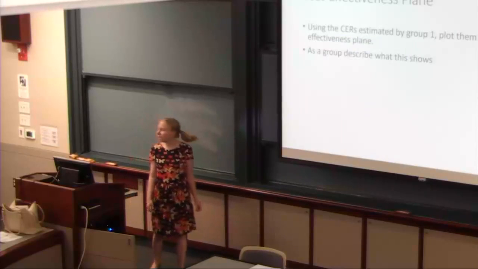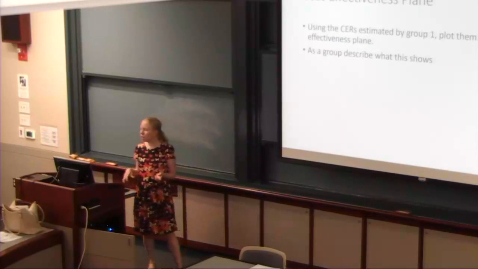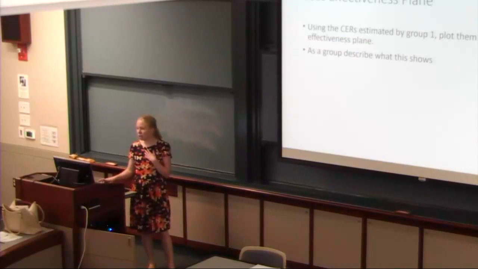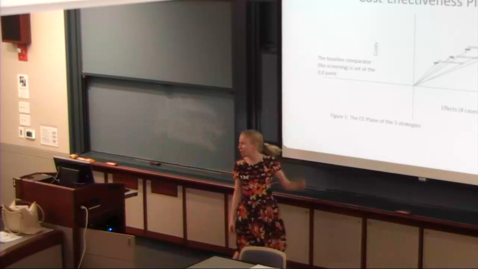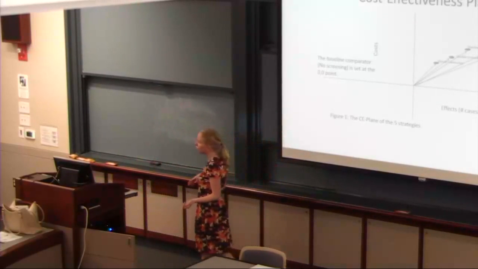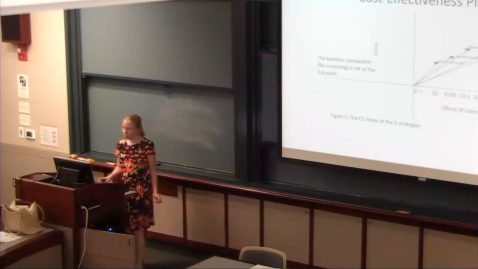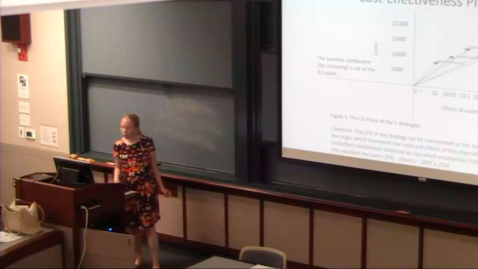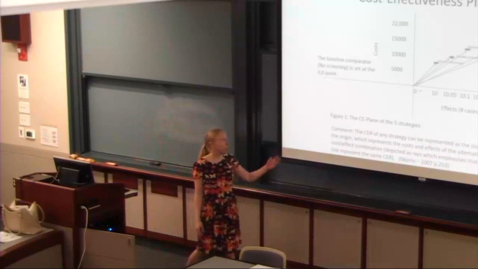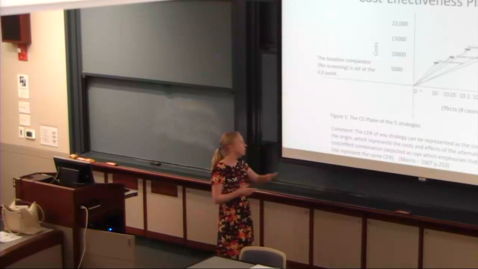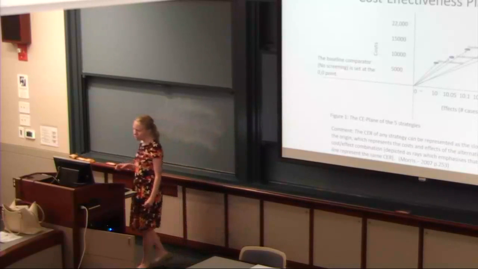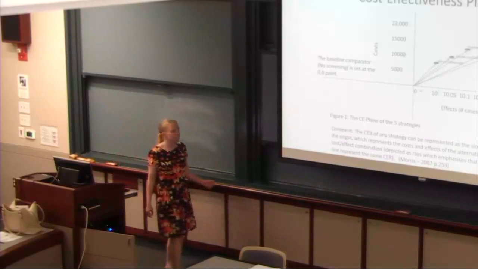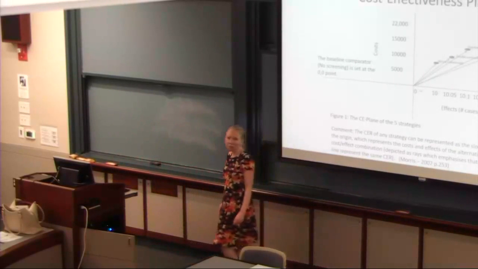So then the second group needs to take this information from the first group to plot it onto a cost-effectiveness plane. They're given basically just the box, and then they have to fill in the information from the previous group. And then this just gives them some understanding of what it is that they're doing. This exercise is slightly taken from Steve Morse's textbook and changed.